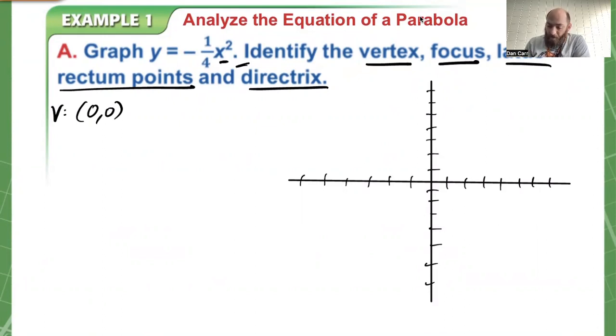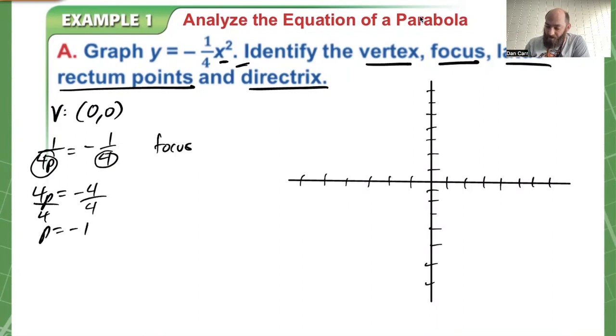The focus, we have to do this part first. We do 1 over 4p is equal to negative 1 over 4. So if I look at that, I can recognize that 4p and negative 4 match up. So 4p has to equal negative 4. If I divide both sides by 4, I get p equals negative 1. Remember, because it's a negative x squared, we know it's going to open down.